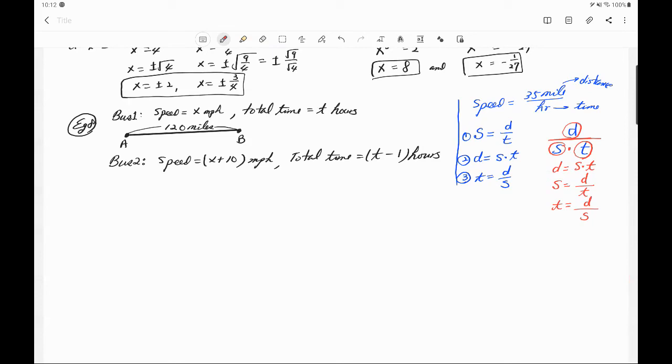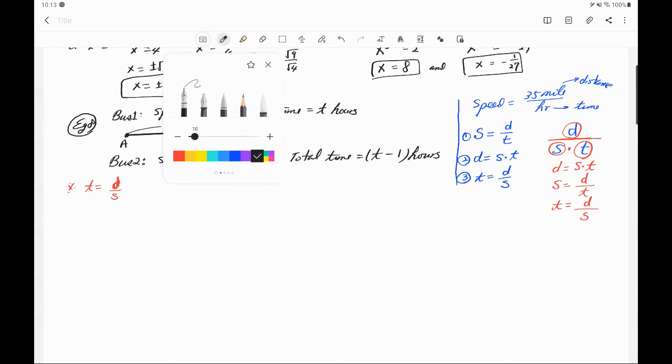So, okay, how do you find the time? Because time equals distance over speed, right? Time equals distance over the speed. So let's use this formula, this equation.